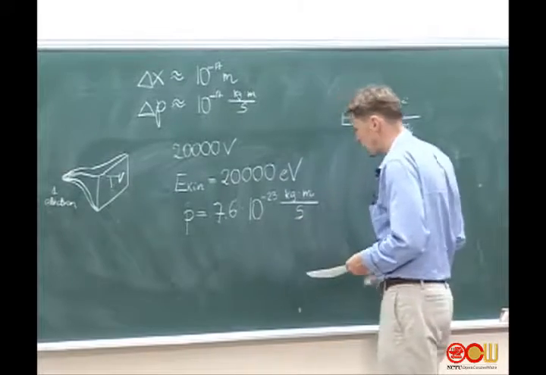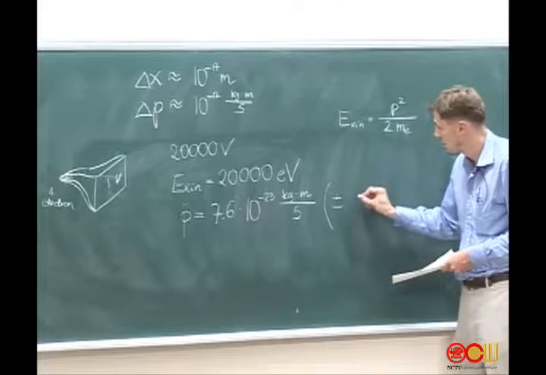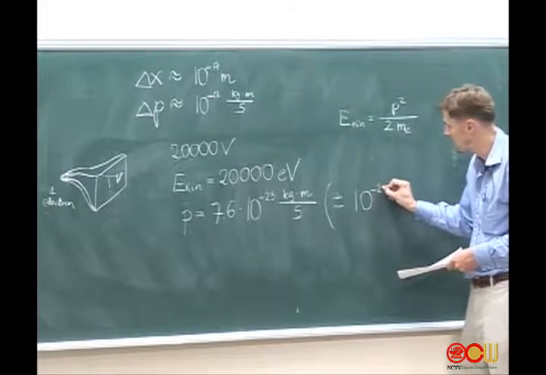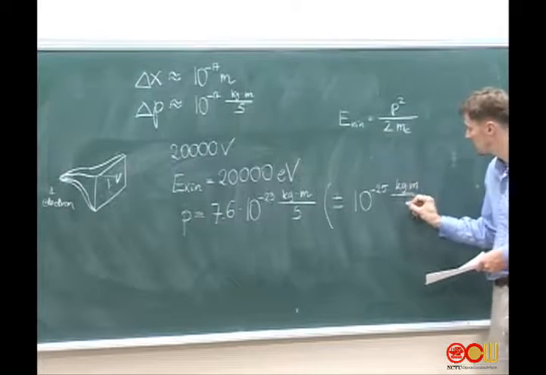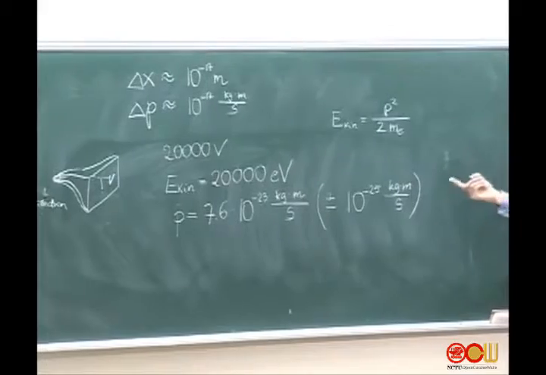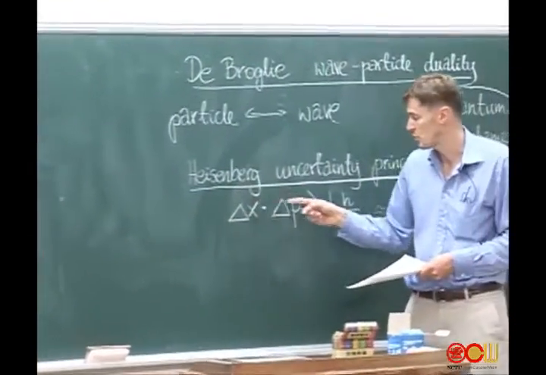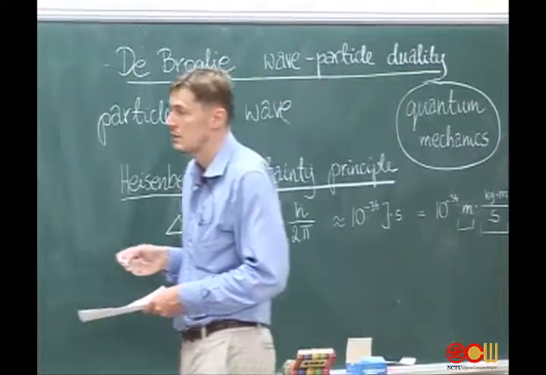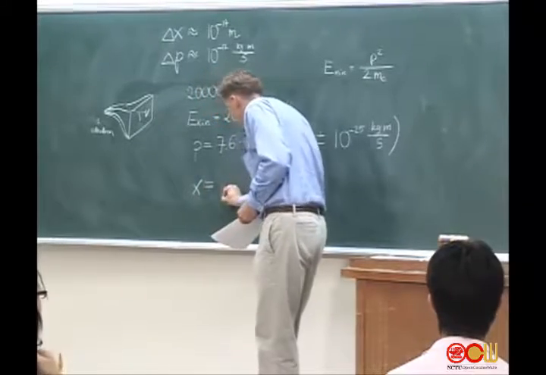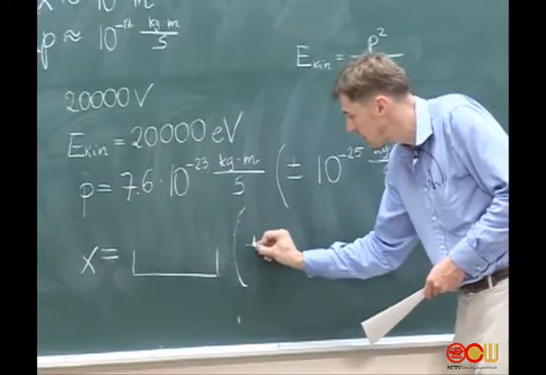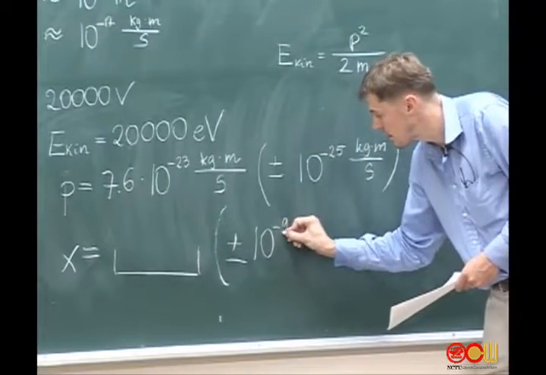So okay, let's say we can measure the speed with the accuracy plus minus 10 to minus 25 kilogram meter per second. We have some better apparatus, but this theorem says that this error multiplied by the error in position must be larger than this. Then we found that the position of the electron at any moment is some number that we can calculate plus minus, if you plug this in, 10 to minus 9 meter.